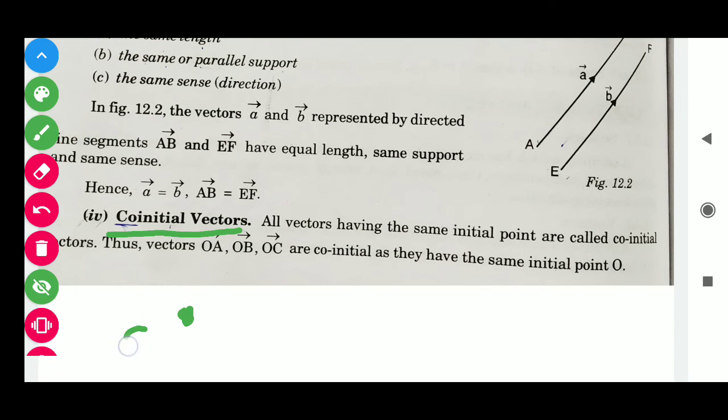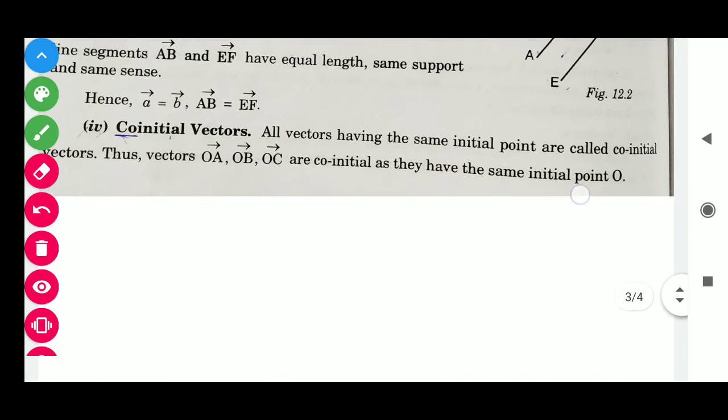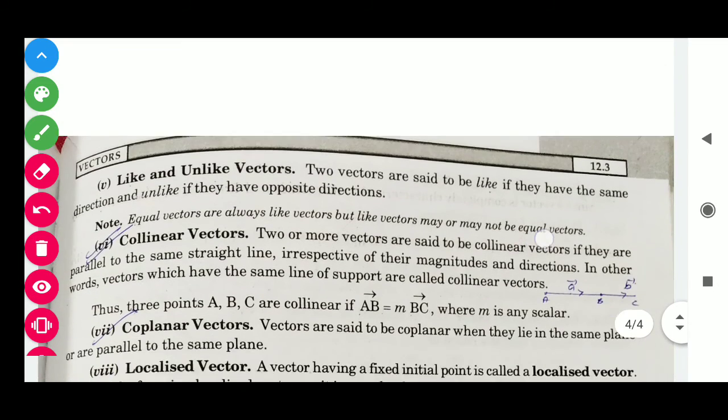Suppose if I am starting from O and move towards A, and again from O, the initial point, I move in the direction towards B. In the same way, I start from O and move towards C. In this way, O is the initial point of OA, OB and OC. So these vectors are called co-initial vectors.